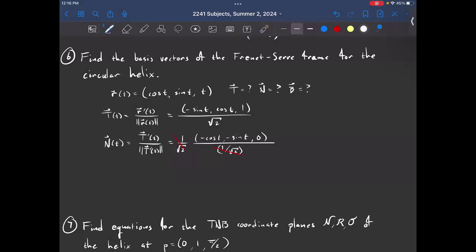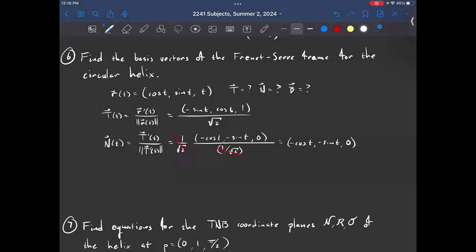And my normal vector is minus cosine of t, minus sine of t, 0. And this should make some sense. The normal vector is always going to point towards the center of the helix, or the axis around which it's rotating, because it's kind of like a stretched out circle.